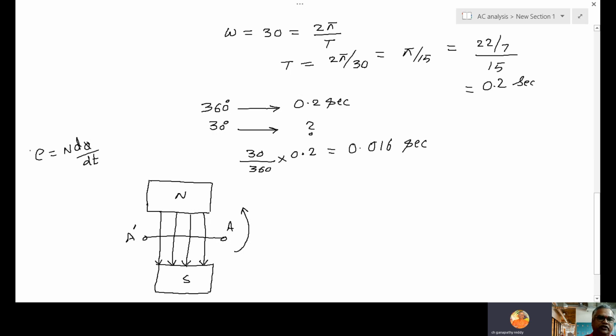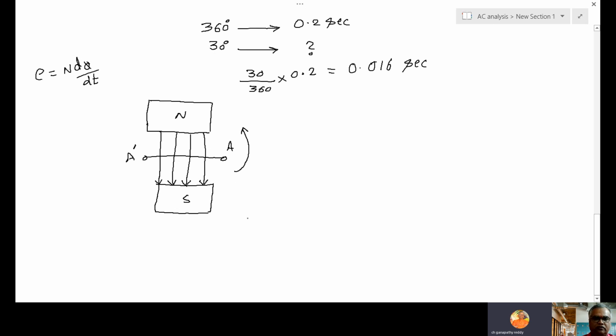So quantity of EMF depends on number of turns and rate of change of flux. Maximum flux passing, phi is maximum, but d phi by dt is the change. D phi by dt is always change. So change is minimum, therefore voltage is 0. So therefore, when I draw waveform, how this waveform we can plot.